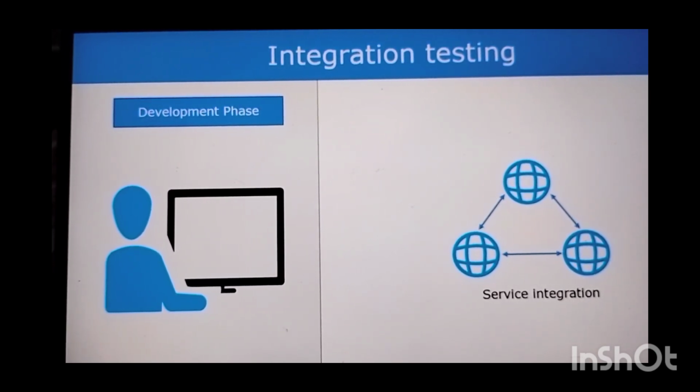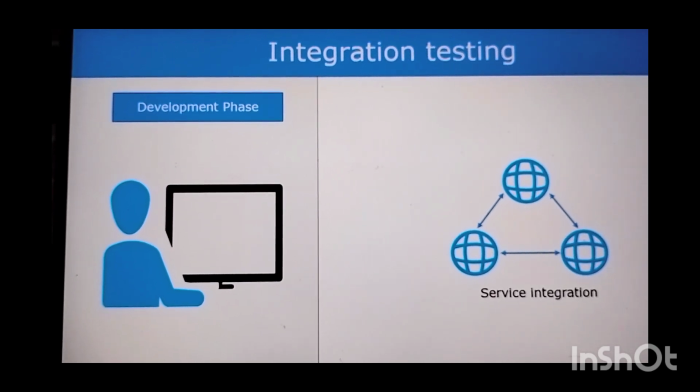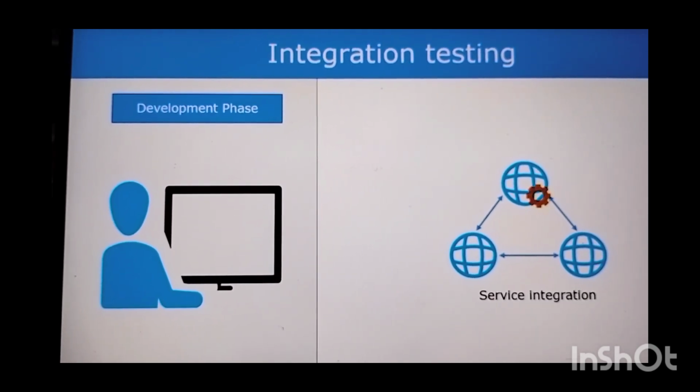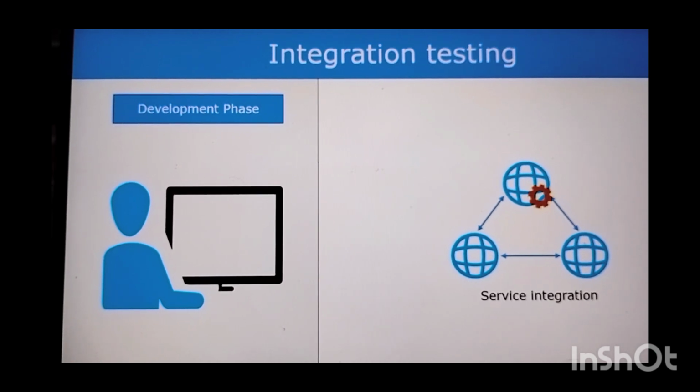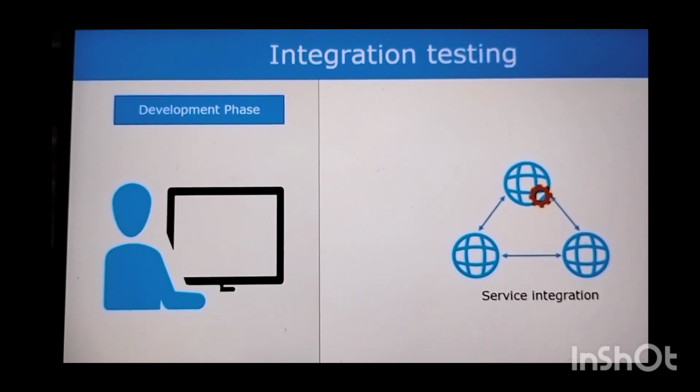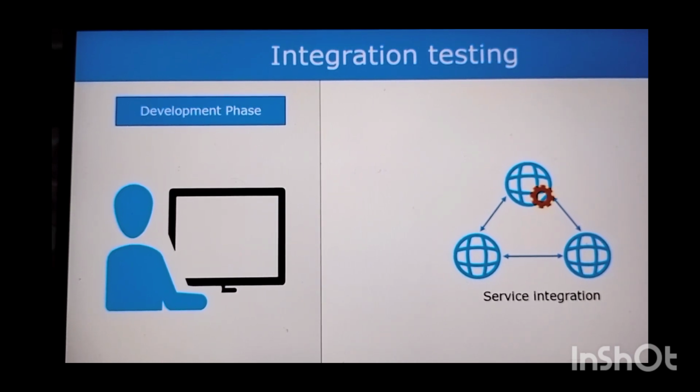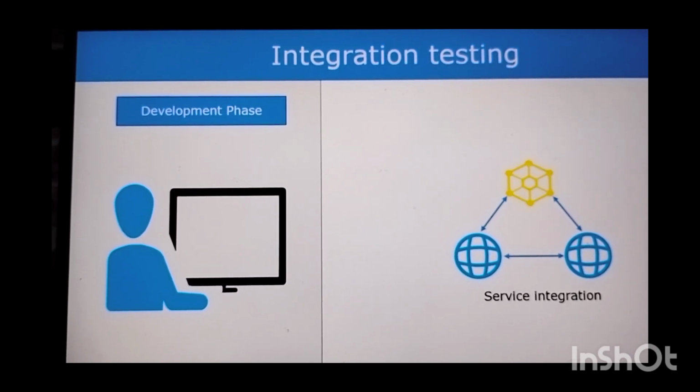During the integration testing phase, if any of the services is still in its development phase, the service is replaced by a virtual service that acts like a stub and driver in manual testing.